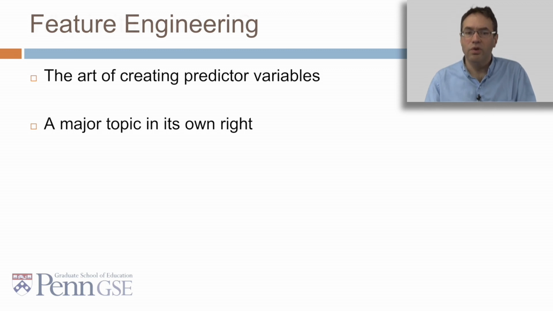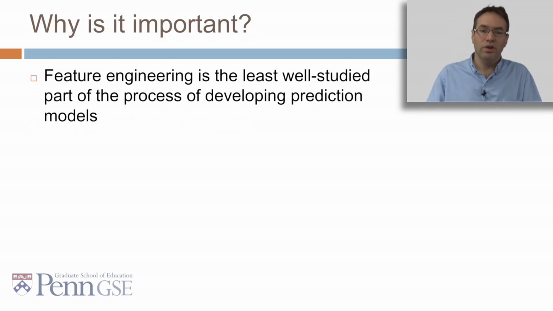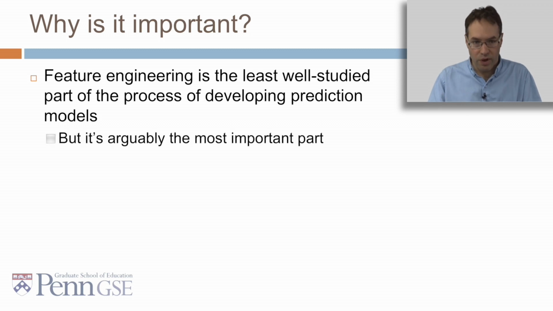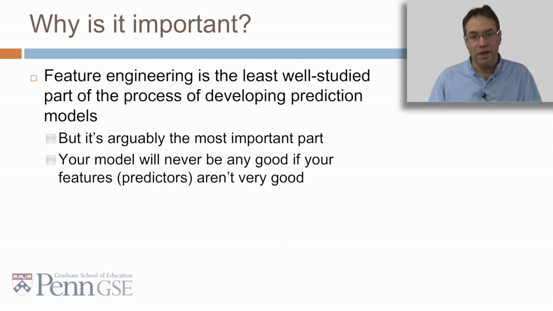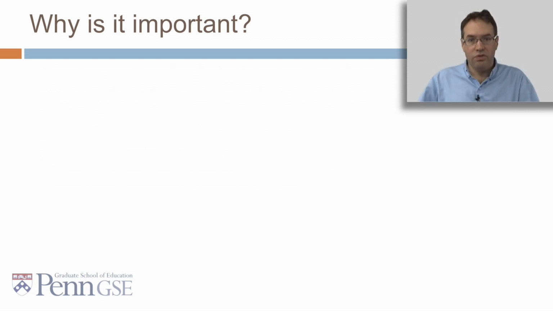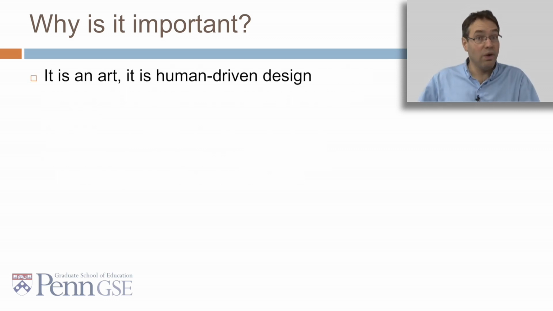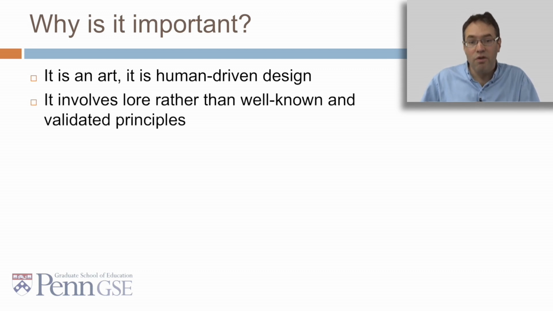This is a major topic in its own right. Why is it important? Feature engineering is the least well-studied part of the process of developing prediction models, but it's arguably the most important part. Your model will never be any good if your features, your predictors, aren't very good. And its importance runs straight up against the fact that right now it's an art. It's human-driven design rather than being a clear process which you can just follow from start to end. Right now it still involves lore to a large degree rather than well-known and validated principles. We need to do better.